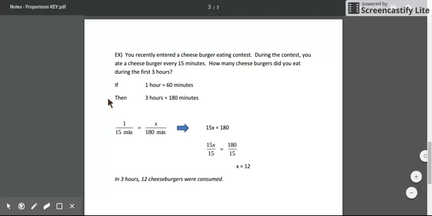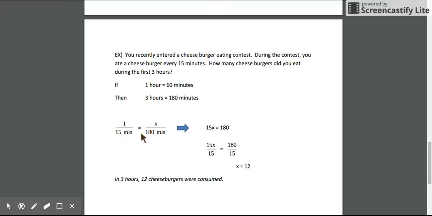So I'm saying that I ate 1 cheeseburger in 15 minutes. That's my first ratio. And I want to figure out how many cheeseburgers I ate in 3 hours. Well, there's 60 minutes in an hour, so there must be 180 minutes in 3 hours. So now that I've got the same units, I can solve my proportion. So we're going to do 1 times 180 equals 15 times x. And to solve, we would divide both sides by 15 and find out that x is 12. So we must have eaten 12 cheeseburgers in 3 hours.